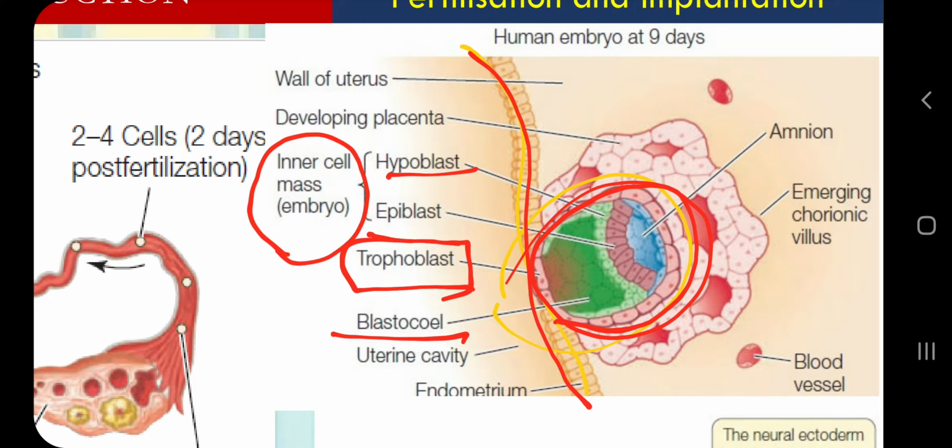Okay, so I say this is the stage which implants in the uterus, and this stage has several layers. For example, inner cell mass or trophoblast. So very simply we can say that inner cell mass will make the human embryo, and trophoblast will make the placenta, if you have heard this term before in class 10th. Okay, let's discuss that thing.